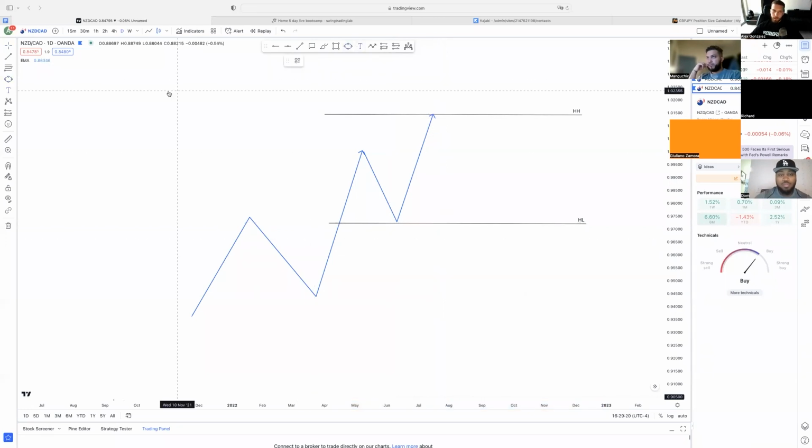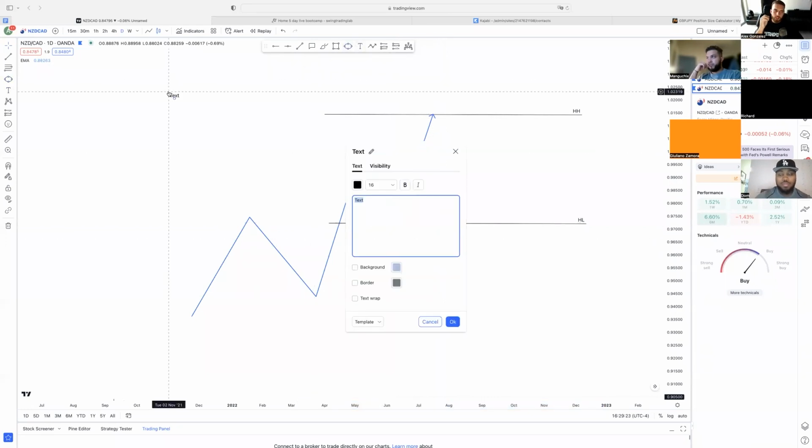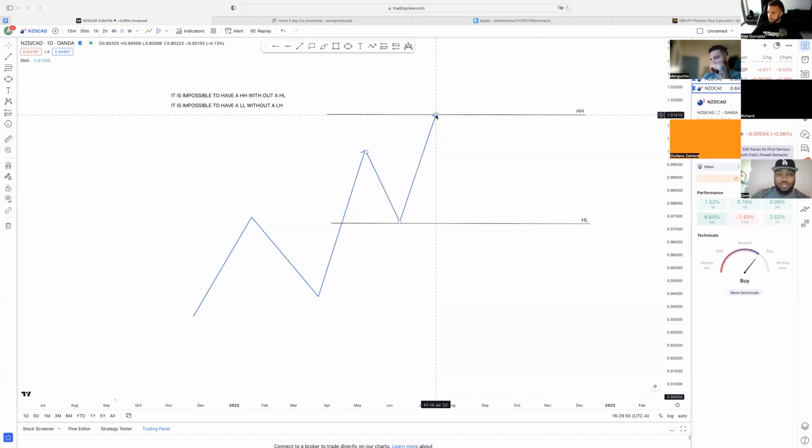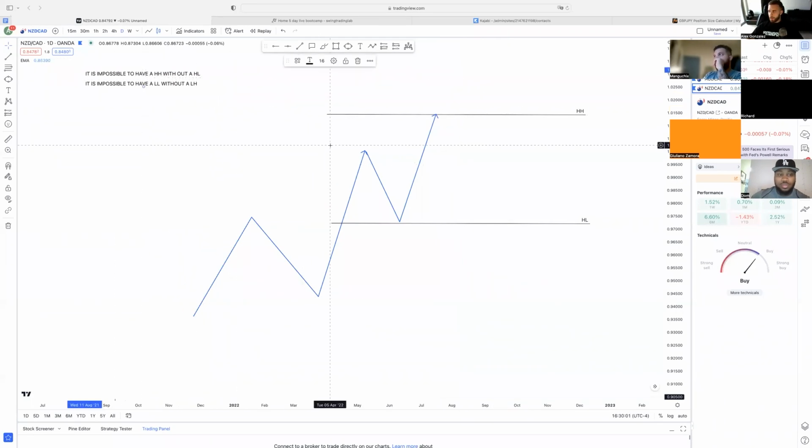So I'm going to write this down now. I realized this is something a lot of you guys didn't understand. Well, the previous students didn't understand, and it took me forever to get the message across. So I'm going to put it now as a note. It is impossible to have a higher high without a higher low, and it is impossible to have a lower low without a lower high. This is going to make a lot of sense right now.